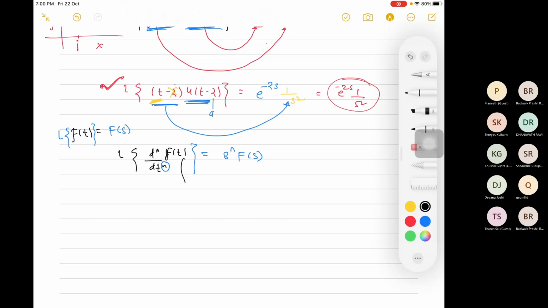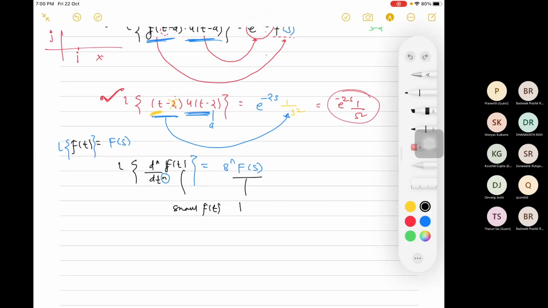See, this is small f of t, and this is capital F of s. The bracket s is telling you, capital is telling you Laplace, and this s is also telling you Laplace, right? Because it is in the s domain. So Laplace of f of t. The first term is always s to the power n times Laplace of the function.